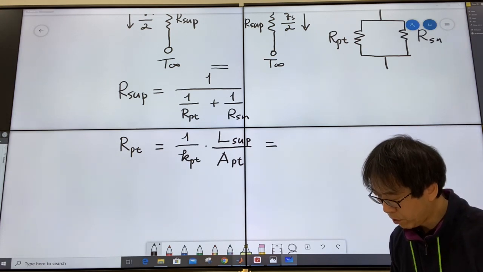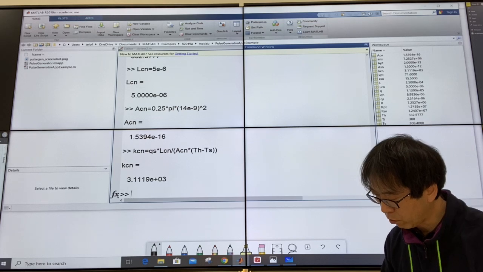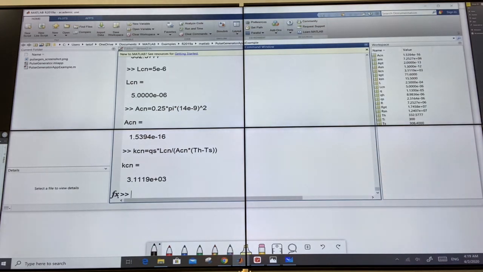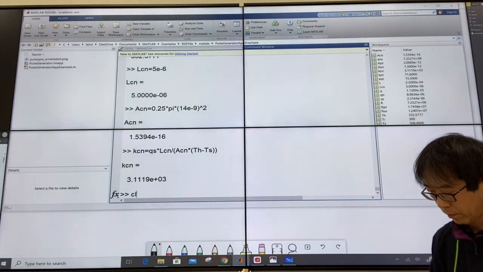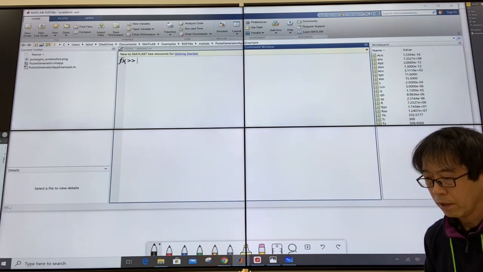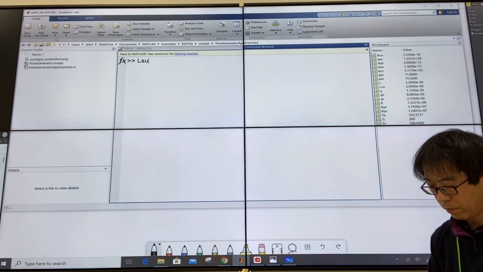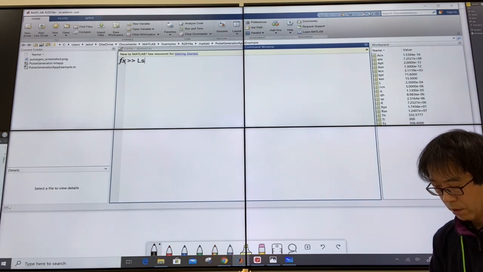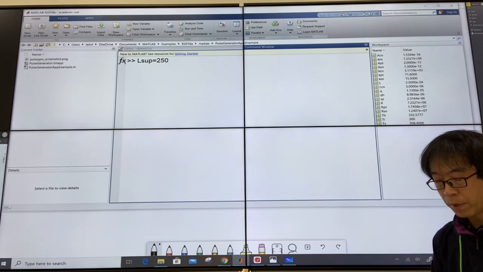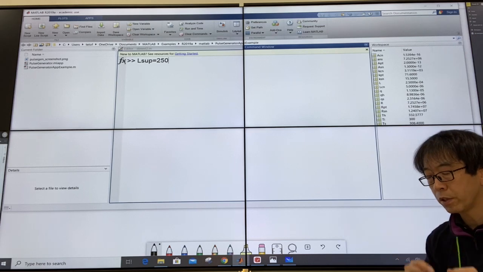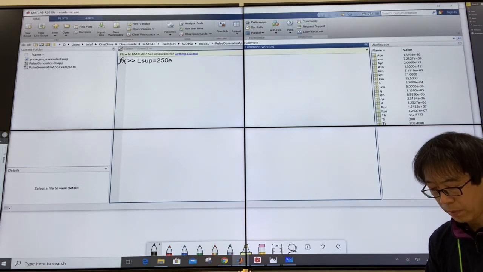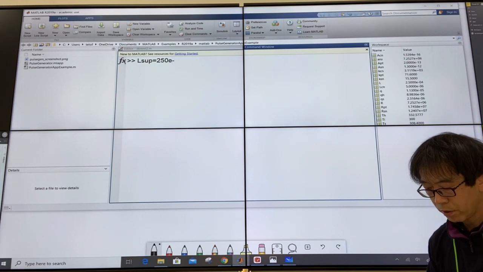Well, let's use some calculator. So I've already tried this calculation. Let's see. Be clear? Okay. And what was our length? L supporting. So let me clear everything. L supporting was 250 microns. In terms of meters, it will be 250 times 10 to the minus 6 meters, right? 1 micron is 10 to the minus 6 meters.